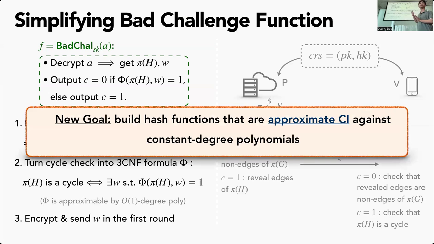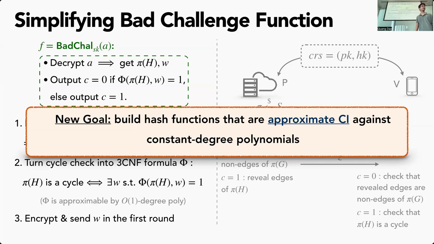So this is our new goal, which we will actually achieve, which is that we only care about the CI against functions that are approximable by constant degree polynomials. And let me just call this, for short, approximate CI. Okay, so we want hash functions that are approximate CI against this class.